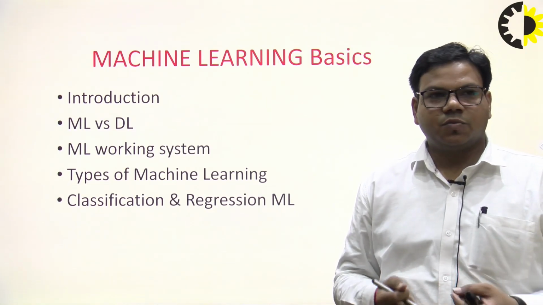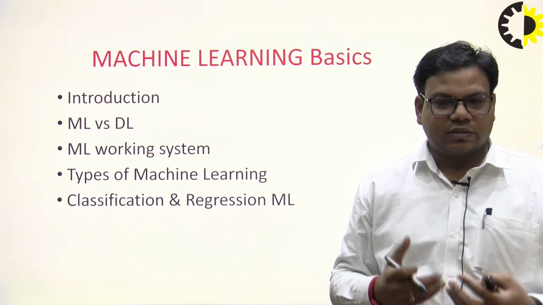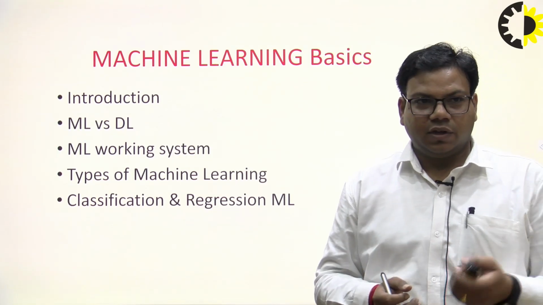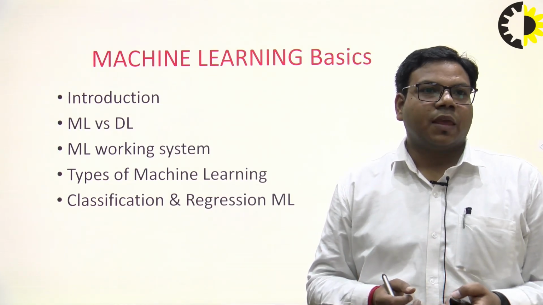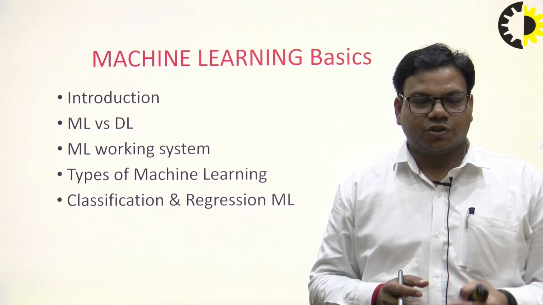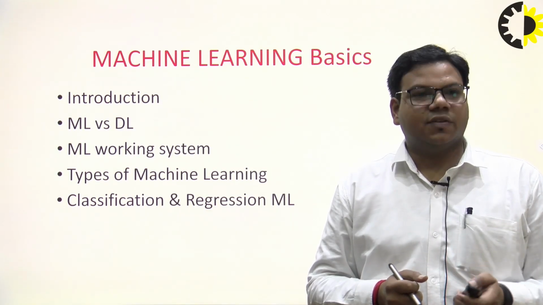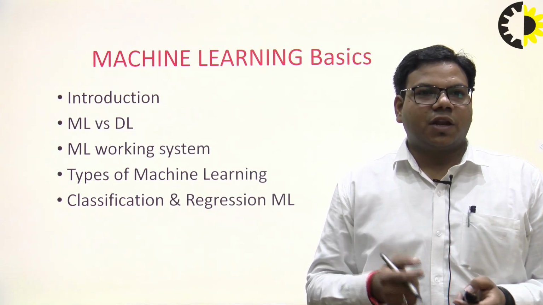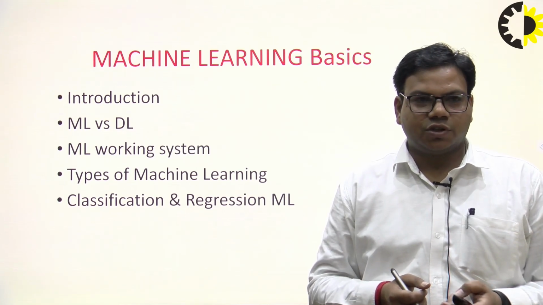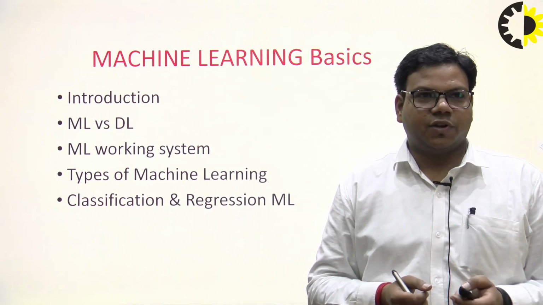Then, how the ML working system works actually, how the learning is going to happen and how we can utilize that learning in our solutions. Next we are going to discuss the types of machine learning. There are several types of learning, so we are going to deep dive into that. Out of them, classification and regression are very popular learning types in machine learning, so we are going to review these two types as well.